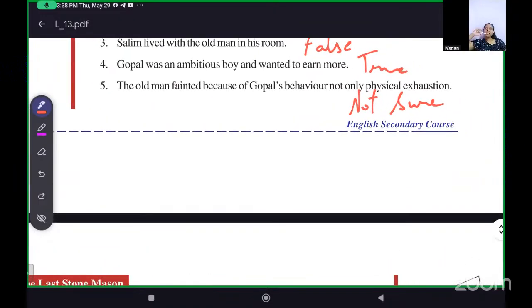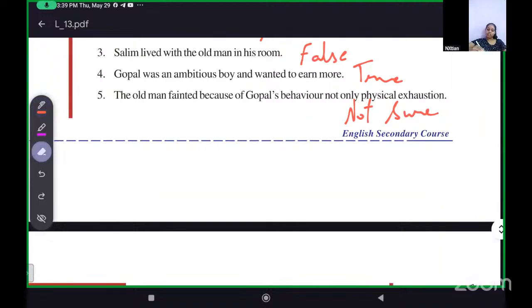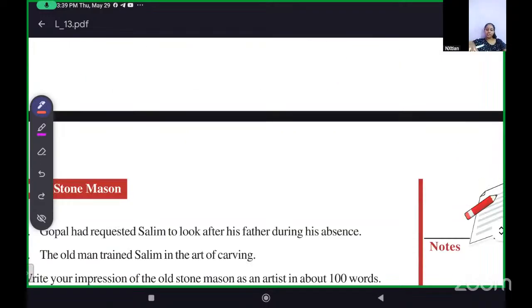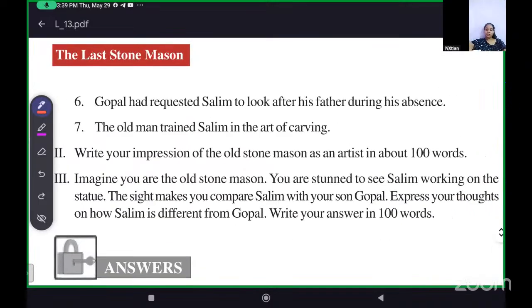It was physical exhaustion. Yes, in the early hours of the morning, the chisel fell from the old man's hand, the hammer, the groove down, and he fainted. Not sure or false, both could be there. Because Gopal was not there. If he fainted while talking to Gopal and in between an argument, then we could write not sure or true maybe. Then sixth one, Gopal had requested Salim to look after his father during his absence.